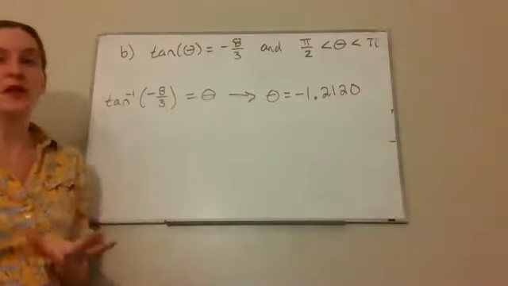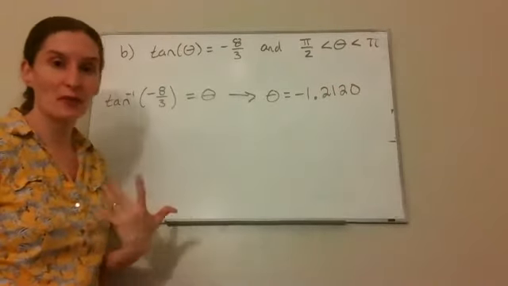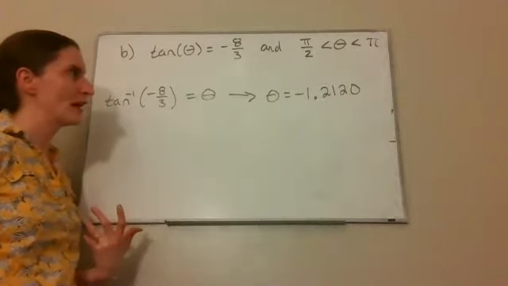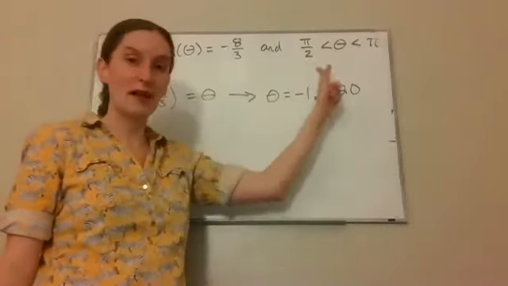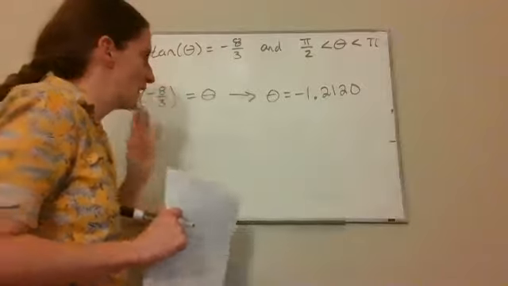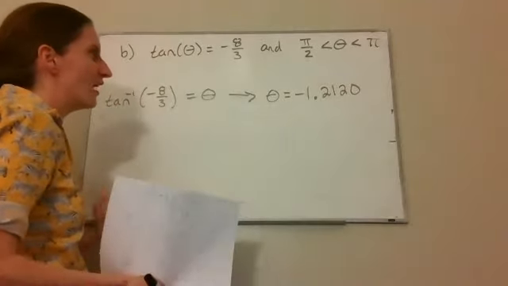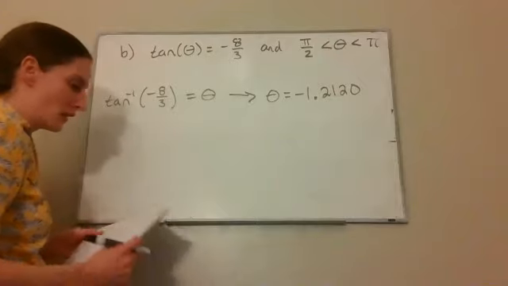-1.2120. Now make sure you have your calculator in radian mode before you type it in, or you're going to get something completely different. So make sure it's in radian mode because our theta was in radians this time. And you'll get theta is -1.2120. But this is not in the desired range of values that we have.